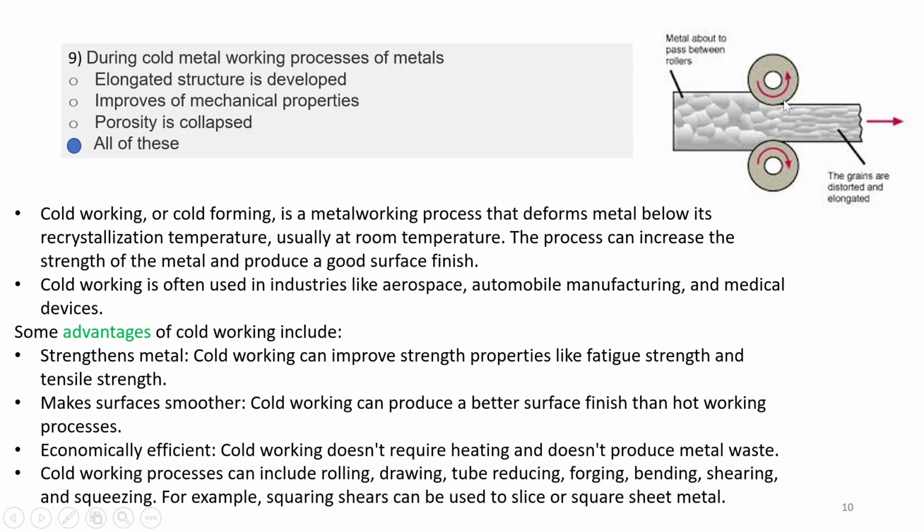To imagine how cold metal processing works, you can remember this particular figure. This is cold rolling, where you have a granular structure, and the metal passes between rollers and the grains are distorted and elongated. Cold working or cold forming is a metal working process which deforms metal below its recrystallization temperature.